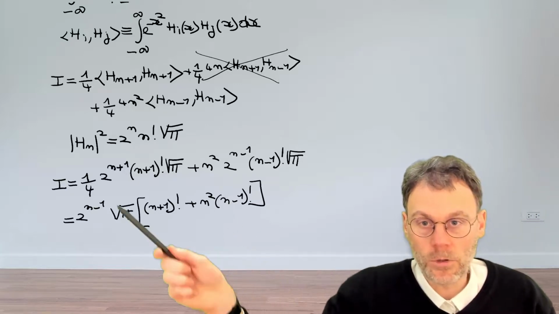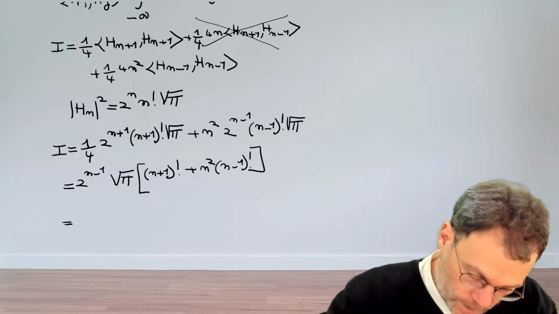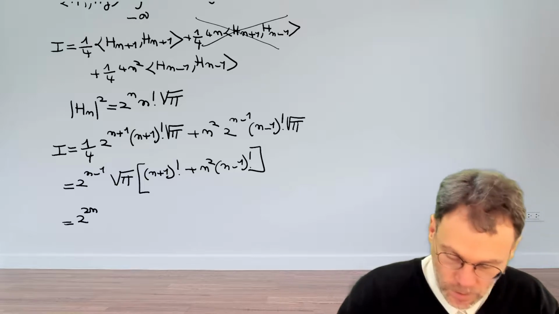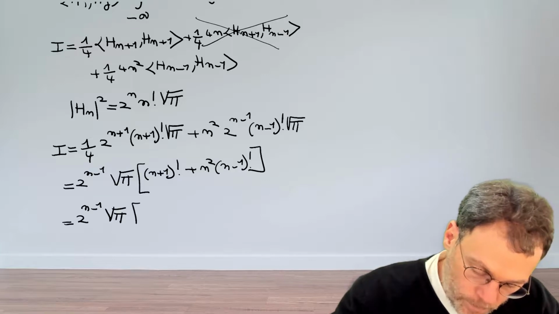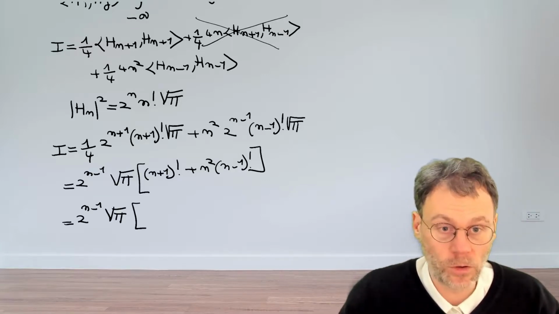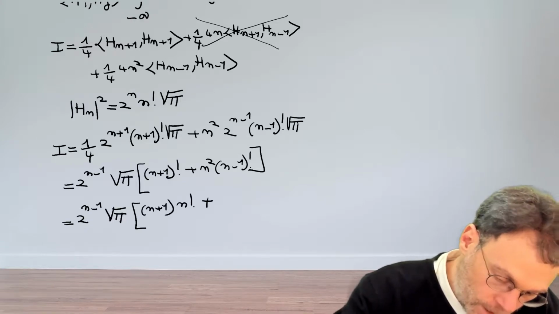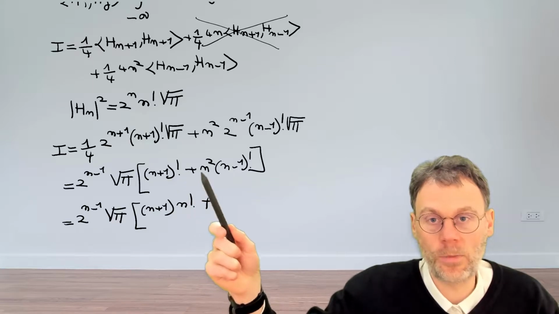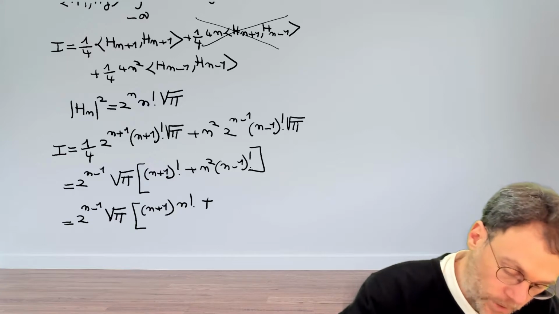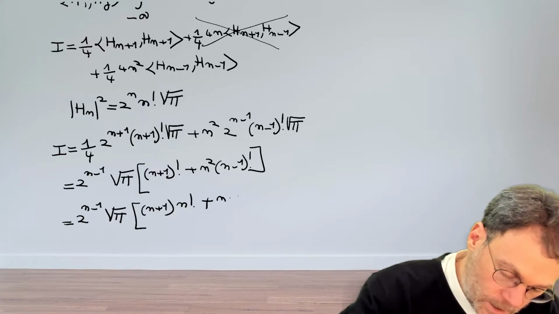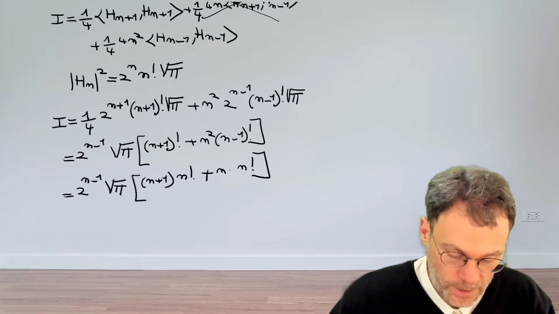We're almost there, just working a little bit on this thing here. So let's bring in some more n factorials. So 2 to the power of n minus 1, square root of pi. Now n plus 1 factorial is obviously n plus 1 times n factorial. And then we're also going to split off one factor n here to combine with n minus 1 factorial to give us n factorial. So we have n times n factorial. So now we can bring out the n factorial again.